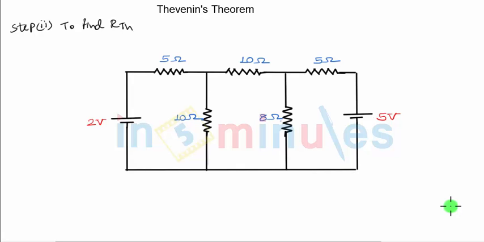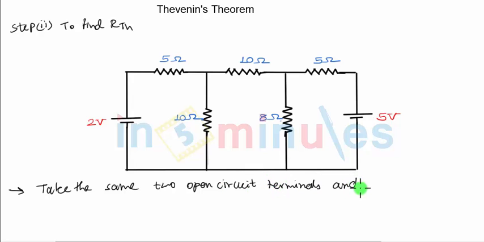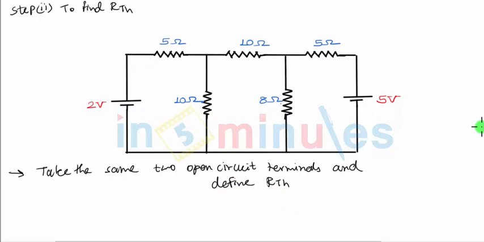So to find RTH, we once again consider the original circuit. RTH is always the resistance looking through the same two open circuited terminals. So the very first point I'll mention is take the same two open circuit terminals. Last time we had defined the open circuit terminals and then we had defined VTH. This time we take the same two open circuit terminals and define RTH between them.